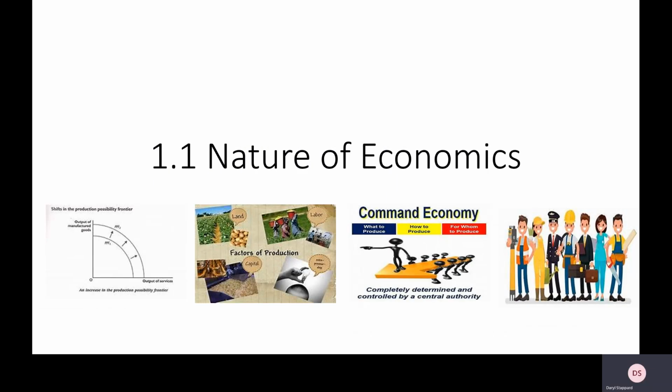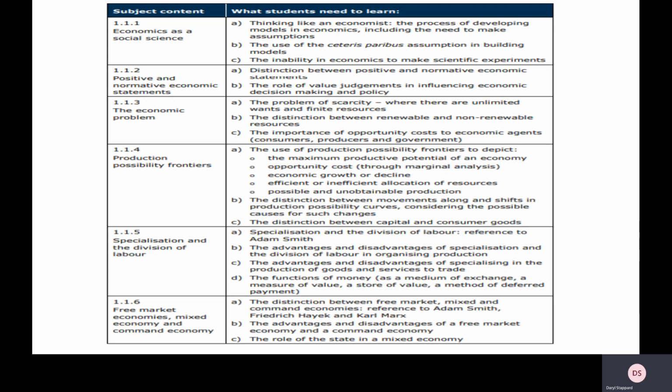Hello everybody and welcome to this revision video, which again is covering a topic within theme 1, the first topic, which is called Nature of Economics. Now the topic which we will be looking at in this video is going to be 1.1.4, which is called Production Possibility Frontiers, and then 1.1.5, which is called Specialisation and the Division of Labour. Okay, so it's this one here, 1.1.4 and 1.1.5.